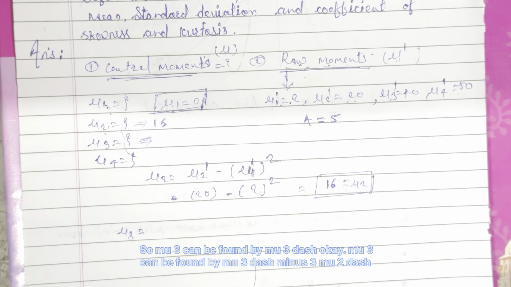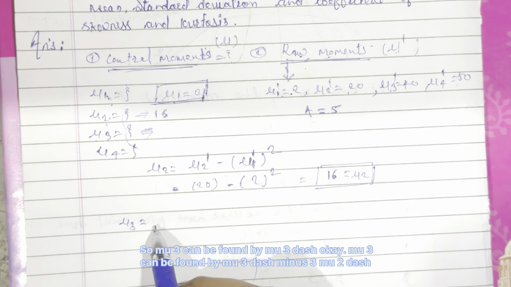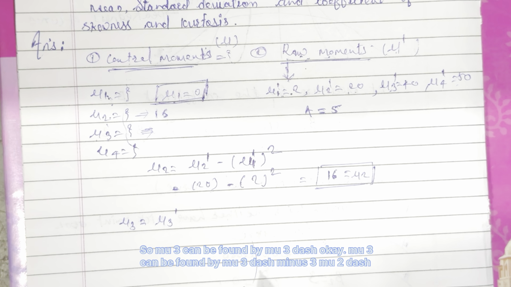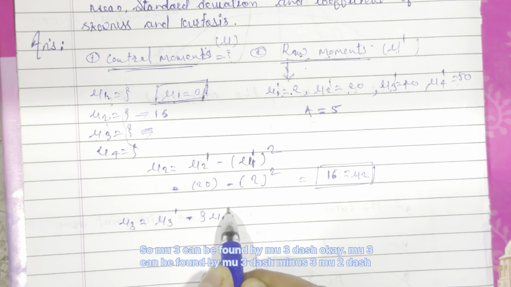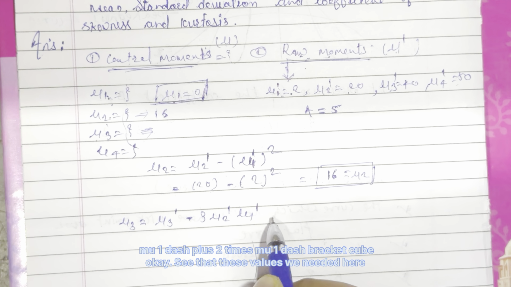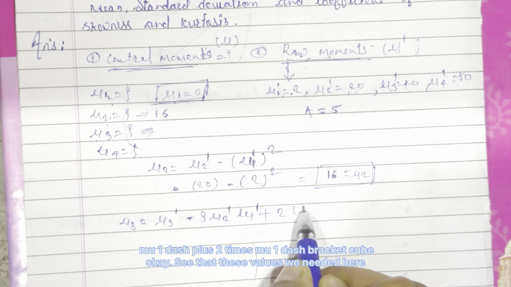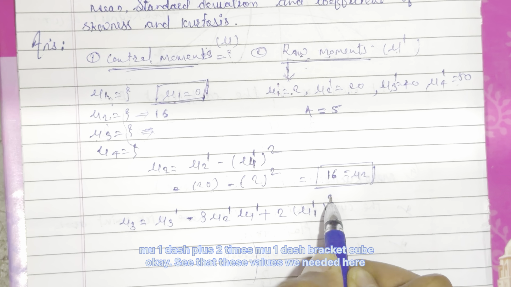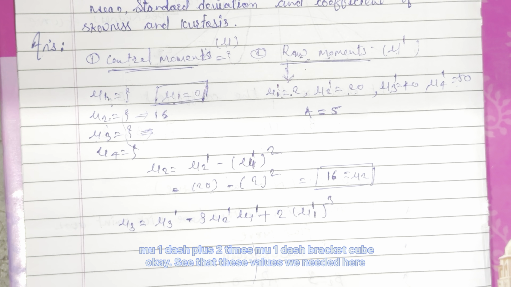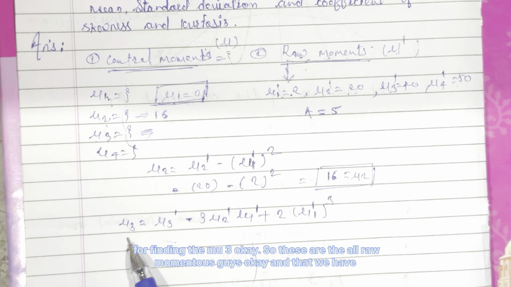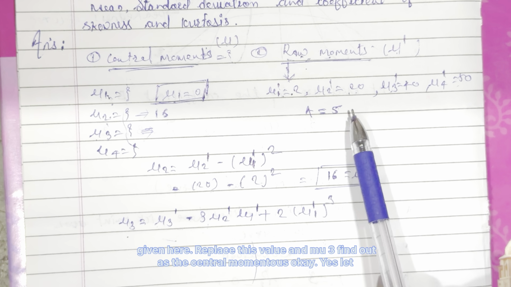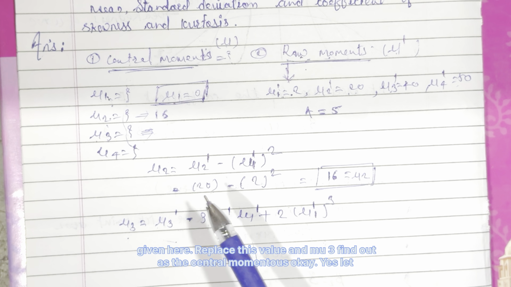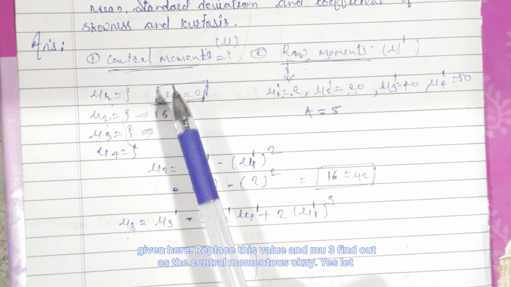So mu3 can be found by mu3 dash minus 3 mu2 dash mu1 dash plus 2 times mu1 dash bracket cube. See that these values we needed here for finding the mu3. These are all the raw moments, guys, and we have given them here. Replace these values and mu3 is found as the central moment.